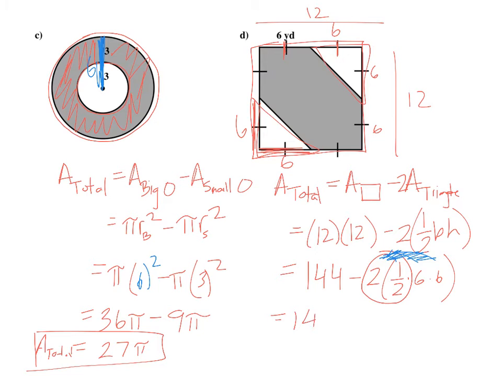So I have 144 minus 2 times a half is 1, and I have 6 times 6. That's 36. So I end up with 108. And it's going to be yards squared. That's my area total.